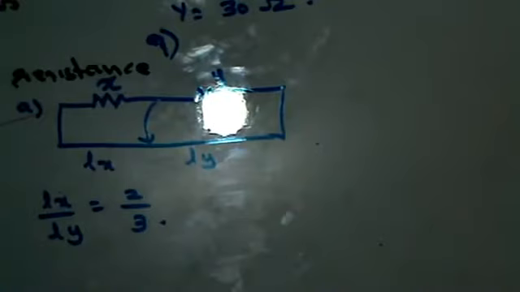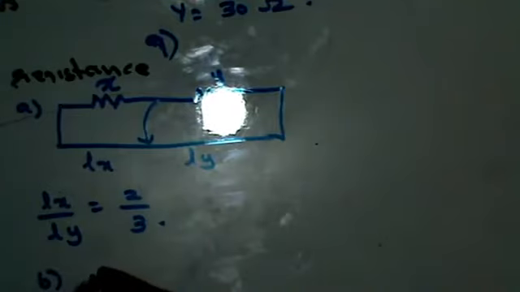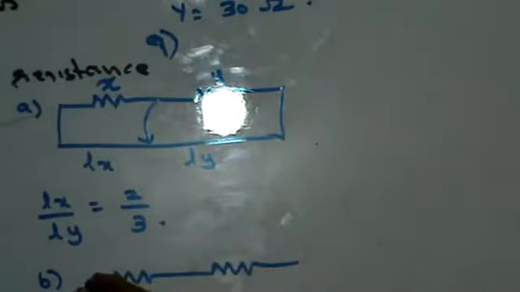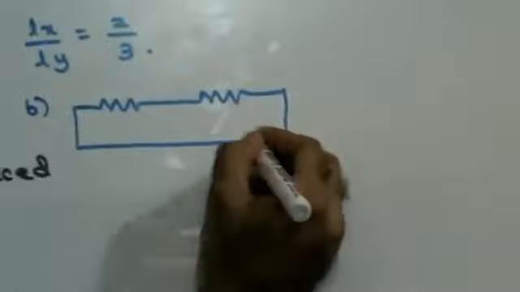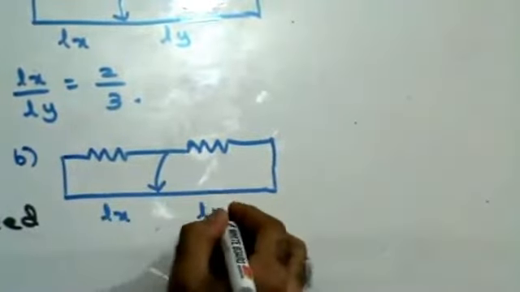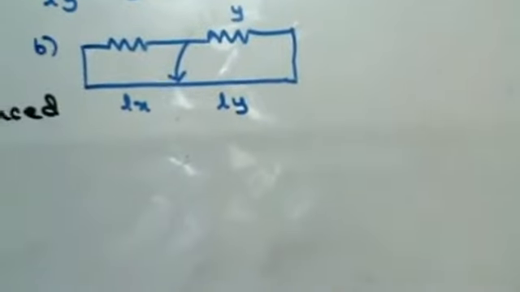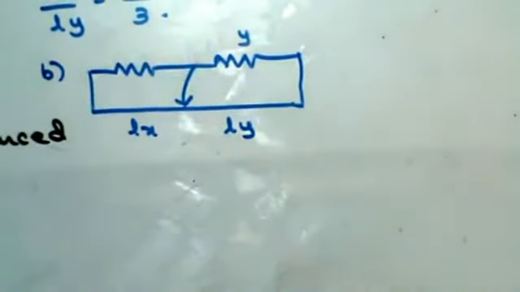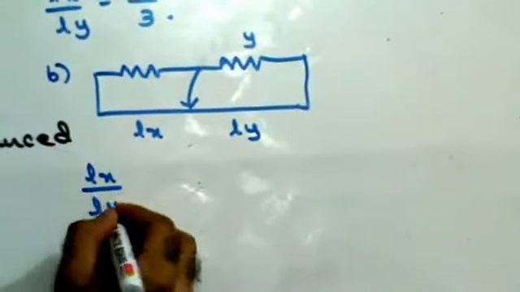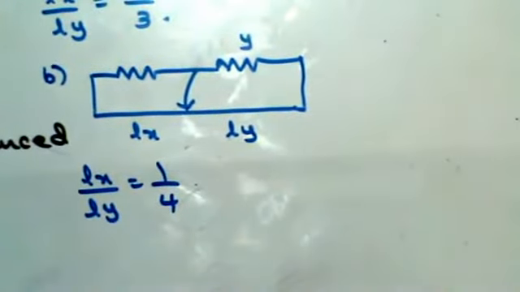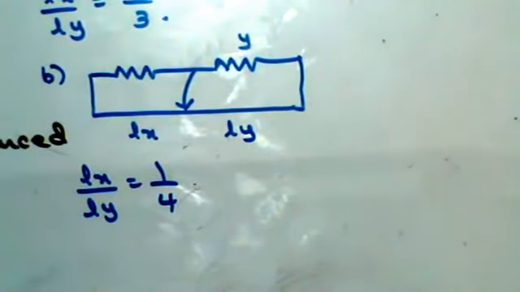When the value of x is changed by 20 ohms, the ratio of the balancing length is found to be 1:4. Find x and y.